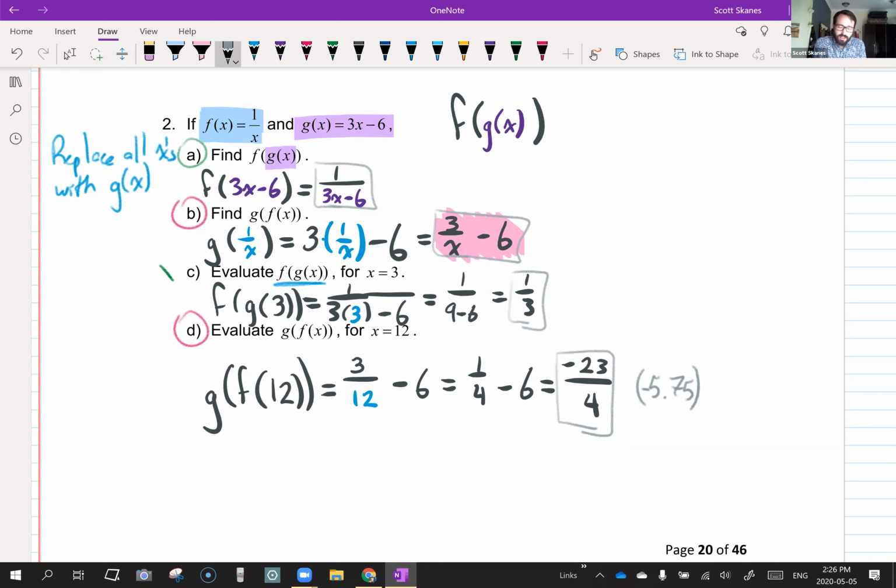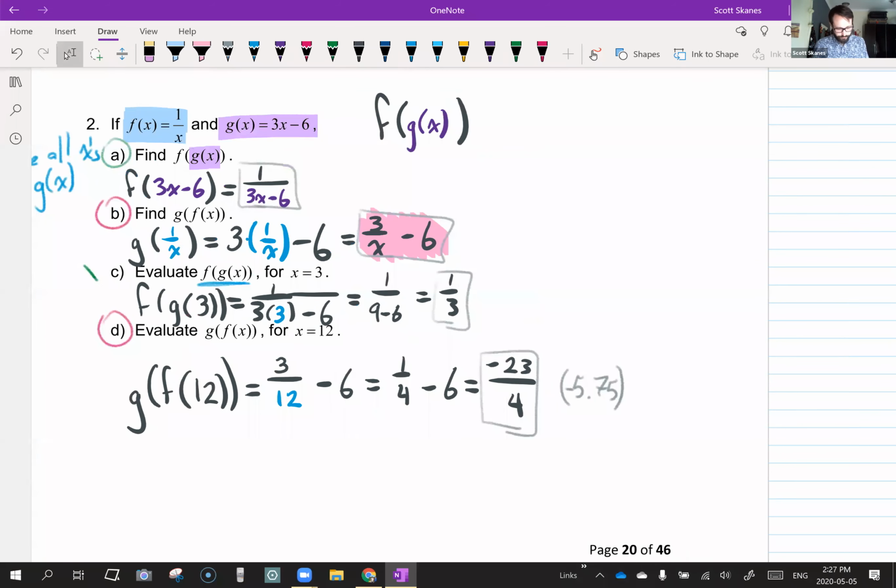I want to mention that in Tom's video, he did mention there is kind of a shortcut for doing these last 2 questions. Let me just show you. We have f of x is 1 over x, and we have g of x is 3x minus 6. And it's asking us for when x is 3, okay? When f of g of x is 3.